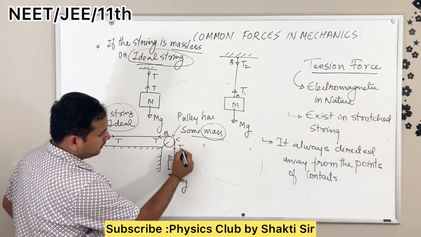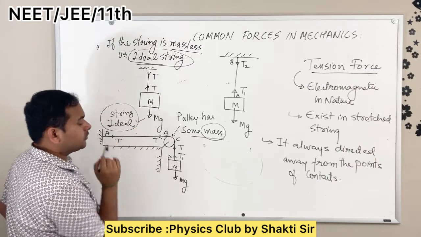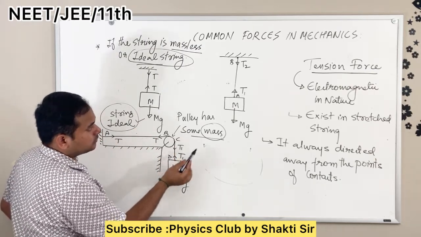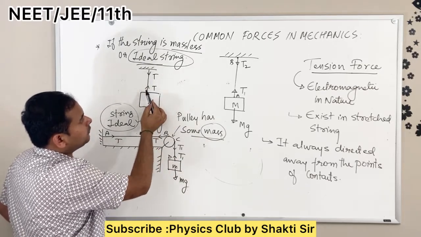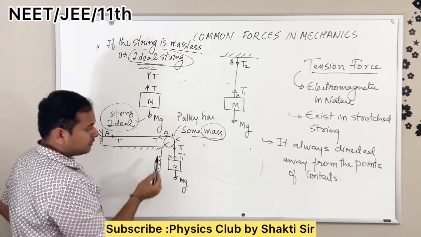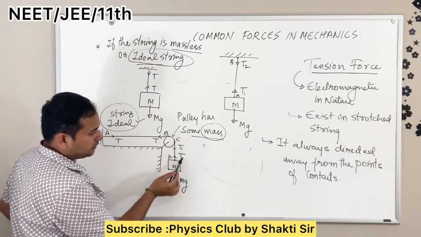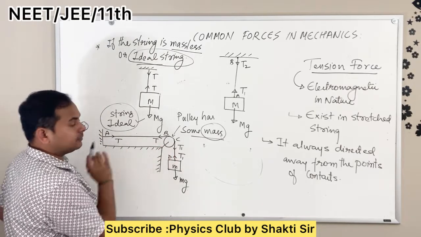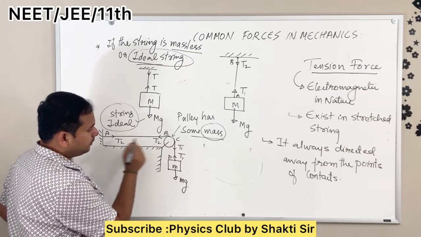Now here I am writing T1 because still the string is ideal. It means that it is a massless string. So when it is a massless string, the magnitude of the tension remains the same. So C to D, the string is massless, the magnitude of the tension remains the same. A to B, the string is massless, the magnitude of the tension remains the same. So I'm writing T2.